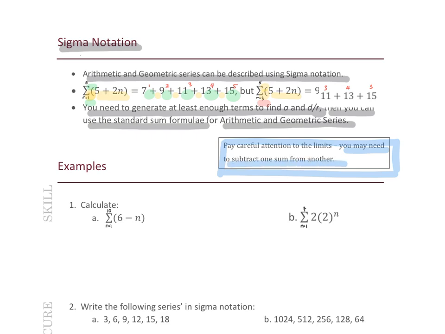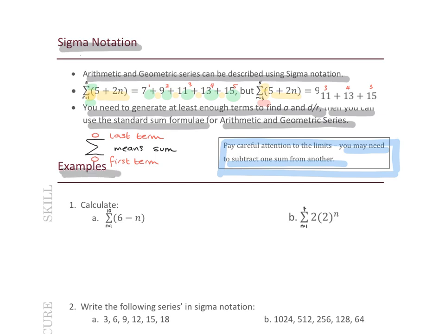So essentially what we have is this means sum, and then this number here is the first term, and this number here is the last term. So we'll look at some examples of that in a moment. So they're your notes, then we're going to move on to the examples.